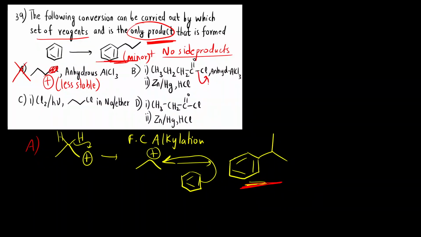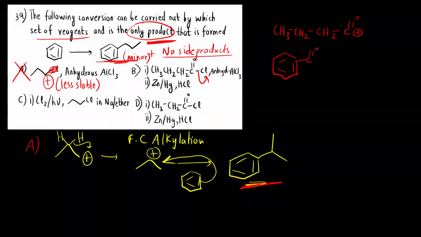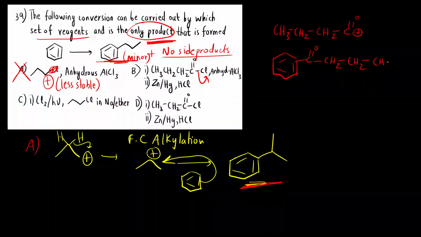Okay, first step is I will remove this Cl. What I will get? I will get CH3, CH2, CH2, C double bond O plus. Okay, benzene is going to react with this. What we will get? We will get C double bond O, CH2, CH2, CH3.